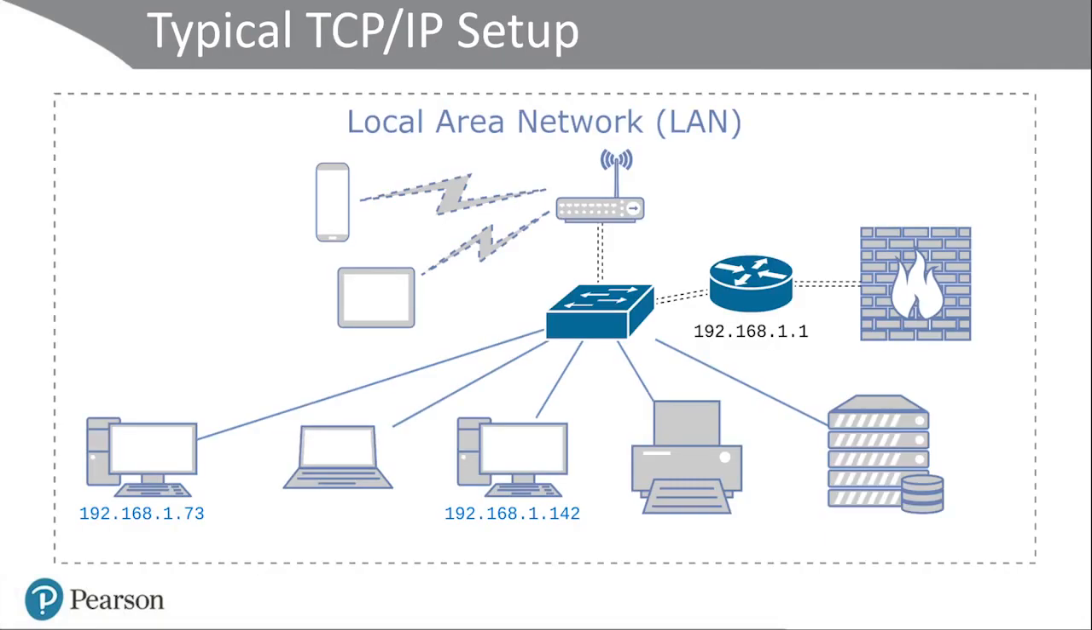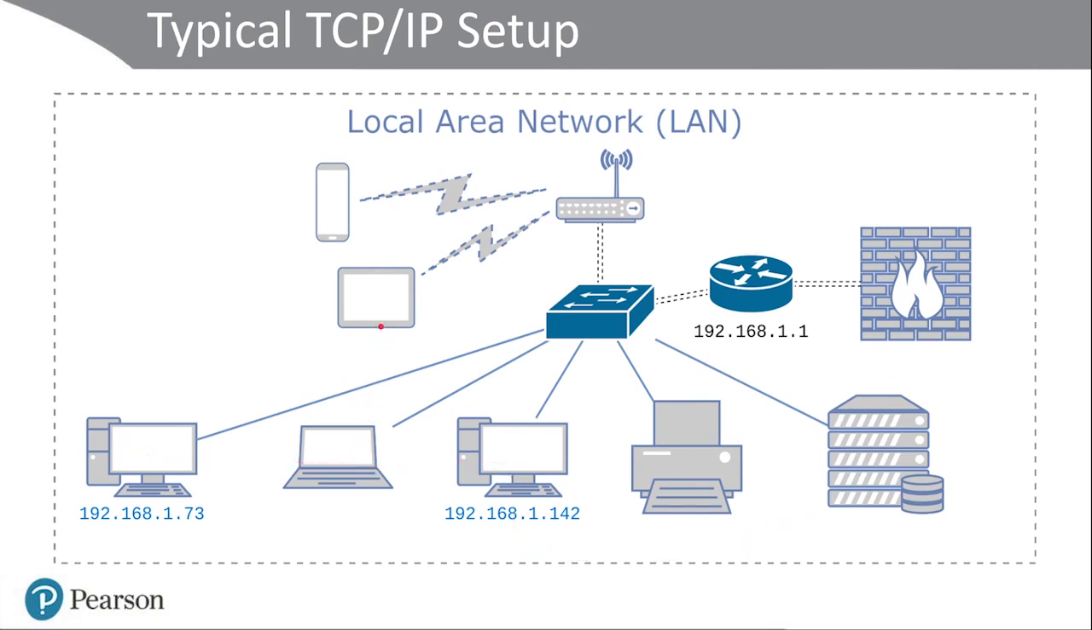Now, if we go and review our typical TCP/IP setup, which we showed in a previous video, we'll see examples of both. This client and this client are obtaining their IP addresses automatically from a DHCP server. This one is 192.168.1.73, and this one is 192.168.1.142. Where exactly that DHCP server is, I don't know. Doesn't really matter to me as long as those computers are getting their IP addresses automatically. Could be at a Soho router or wireless access point, or a proper server that's running DHCP server software. But that's the whole idea.